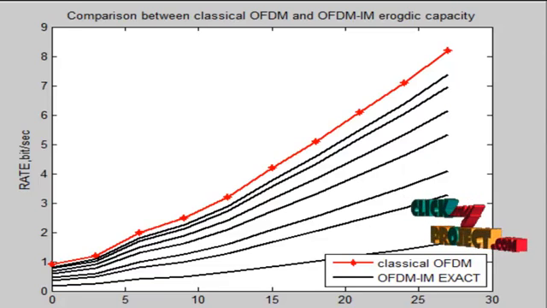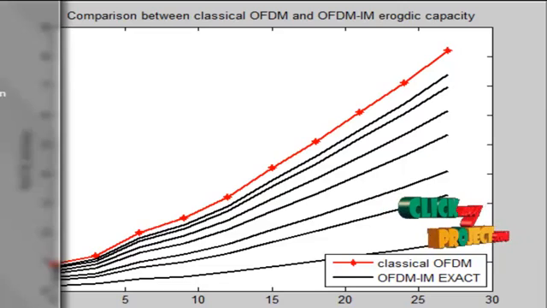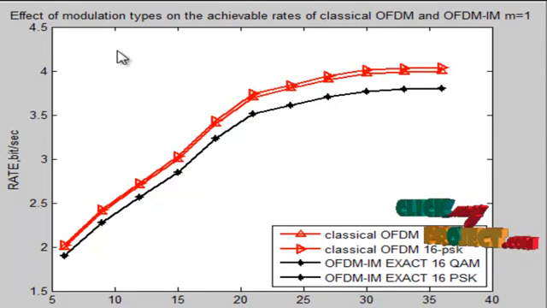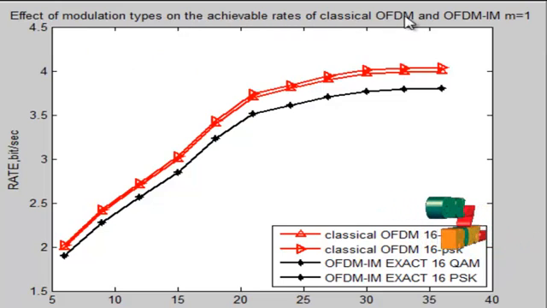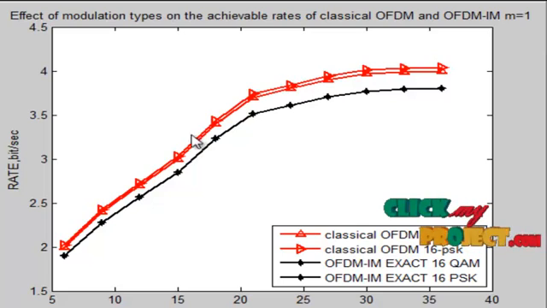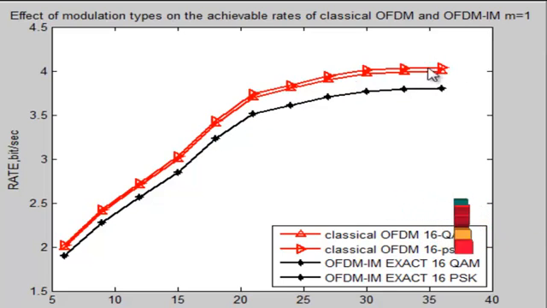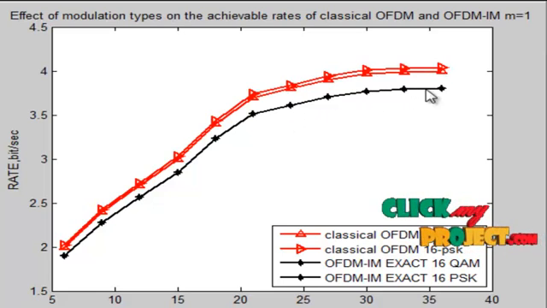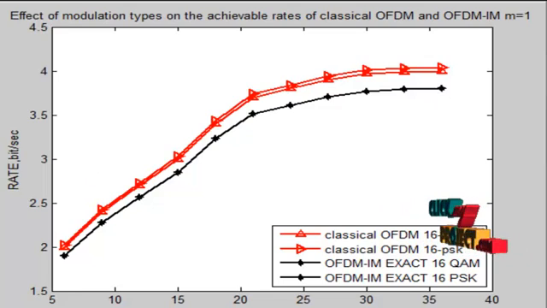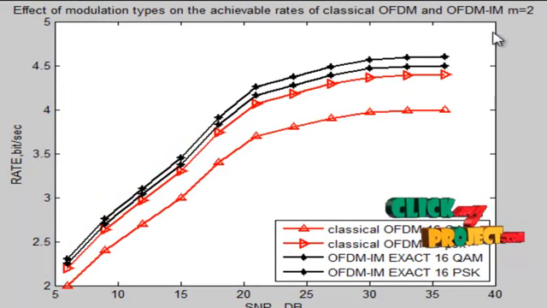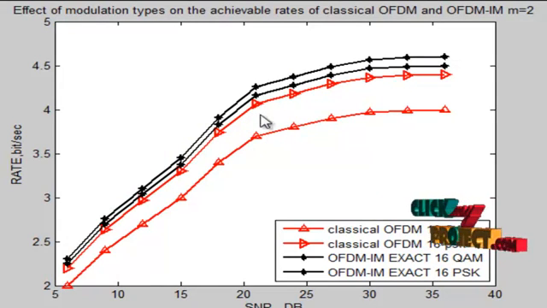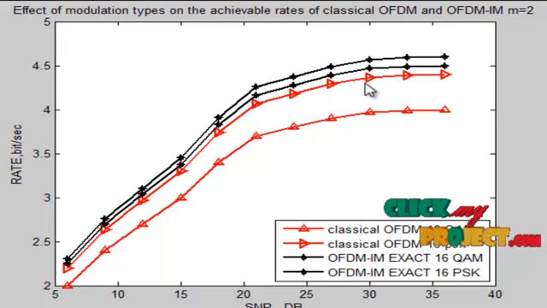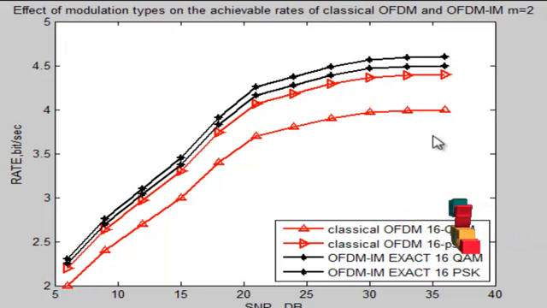And then we discuss the effects of modulation type on achievable rate. Effects of modulation types on achievable rate of classical OFDM and OFDM-IM when M is equal to 1: classical OFDM-IM 16 QAM, 16 PSK and OFDM-IM exact 16 QAM and 16 PSK. And when M is equal to 2, classical OFDM-IM exact 16 QAM and 16 PSK. This is classical OFDM-IM 16 QAM, 16 PSK, and the red one is 16 QAM, 16 PSK.